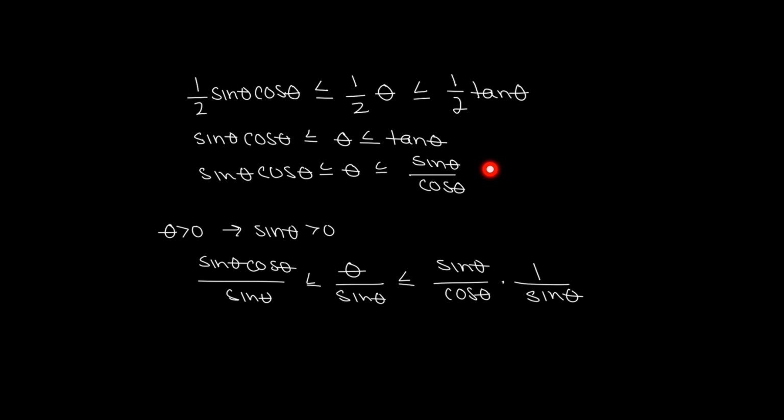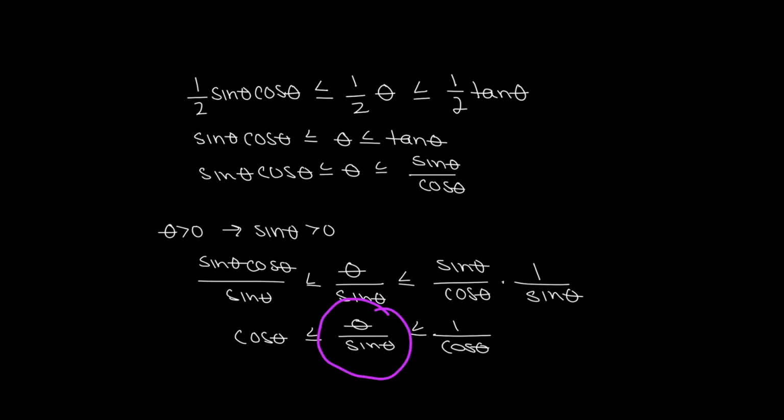Because sine theta is positive, that's not going to change the direction of my inequalities. So I've got sine theta cosine theta divided by sine theta less than or equal to theta divided by sine theta less than or equal to sine theta divided by cosine theta times 1 over sine theta. And I can simplify this down to cosine theta less than or equal to theta over sine theta less than or equal to 1 over cosine theta. So this is almost what I want now.